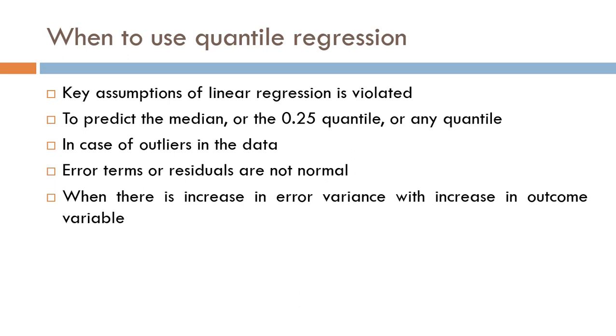Then, when error terms or residuals are not normal. Even if your residuals are not normal, you can apply this quantile regression. And when there is an increase in error variance with an increase in outcome variables. So these are the conditions in which we talk about quantile regression.